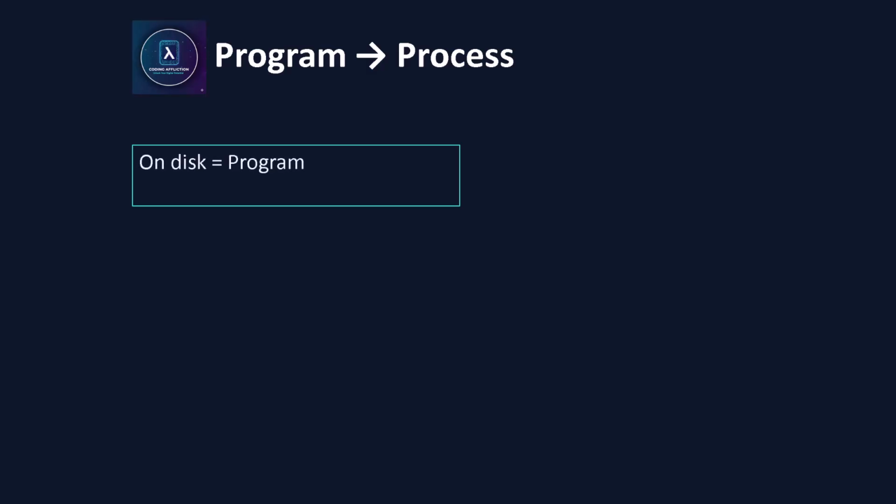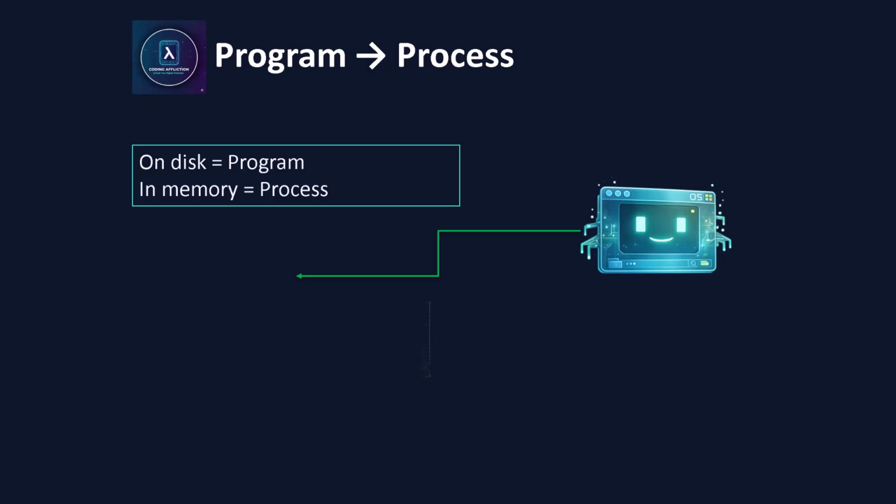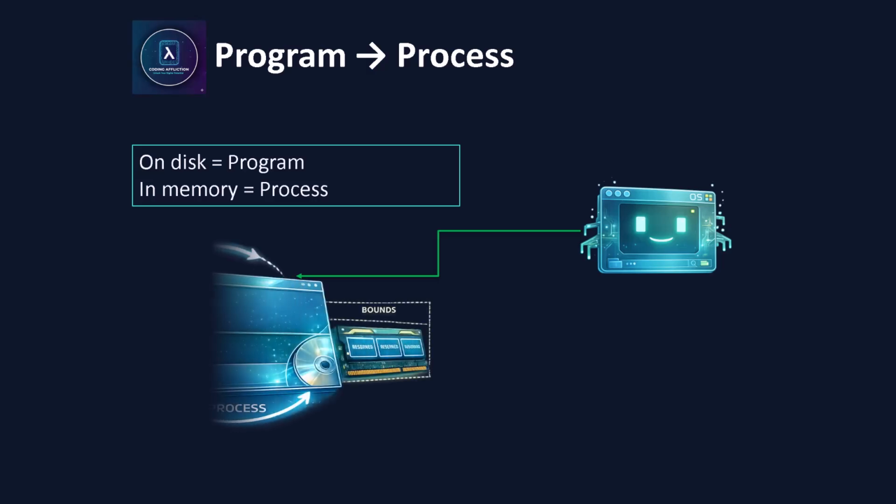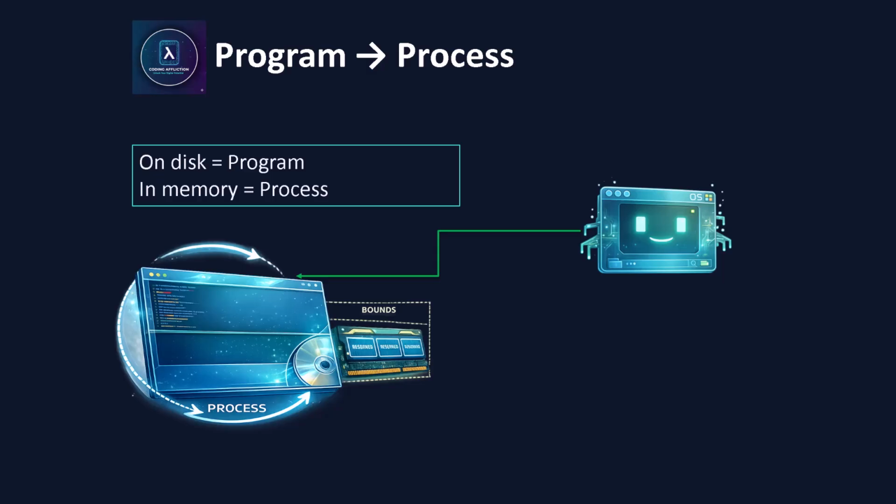This is the key transition. A program on disk is just stored instructions. But once loaded into working memory, it becomes something active, a process. A process has reserved memory. It has boundaries. It has a life cycle. That transformation is orchestrated entirely by the operating system. Without that management layer, execution could not begin safely.